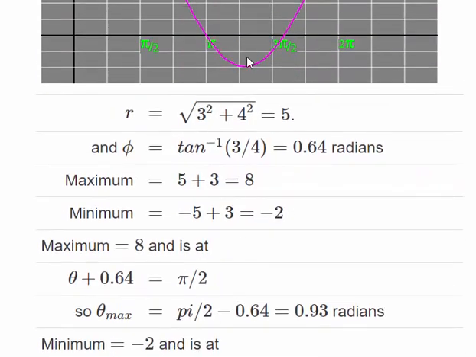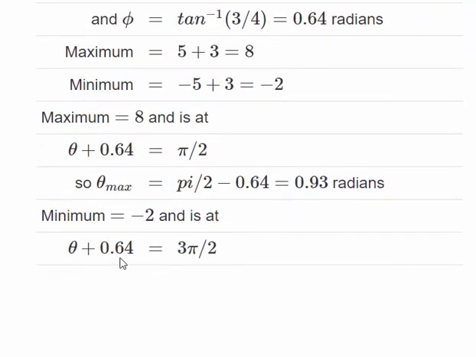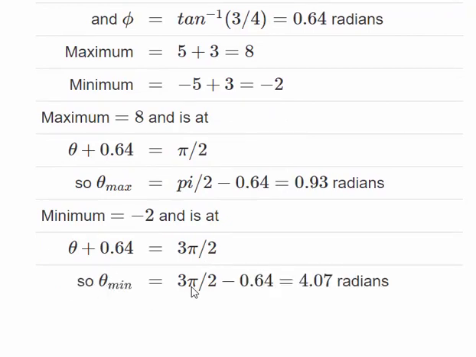The minimum is minus 2, and it's somewhere between pi and 3 pi over 2. So theta plus 0.64 is equal to 3 pi over 2. So theta is equal to 3 pi over 2 minus 0.64, which is 4.07 radians.